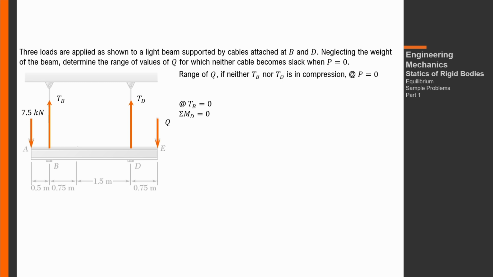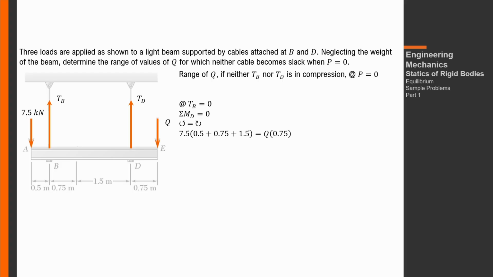So, pwede tayong mag-moment sa D. So, counterclockwise moments equal sa clockwise moments. So, yung counterclockwise moments, so yung 7.5, tapos yung 0.5, 0.75, tsaka yung 1.5 na distance. So, nag-moment tayo sa D kasi 0 naman yung tension sa B. So, para mawala yung tension sa D, makuha natin yung value ng Q. So, ito yung equation natin, kaya tayo nag-moment sa D. Tapos, equal naman yun sa moment dahil sa force Q.